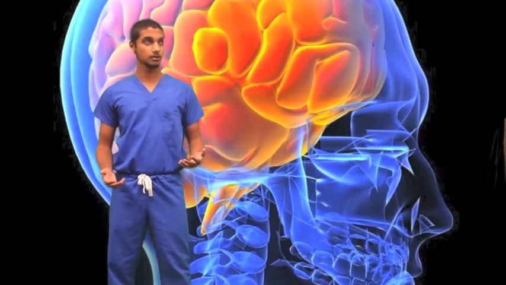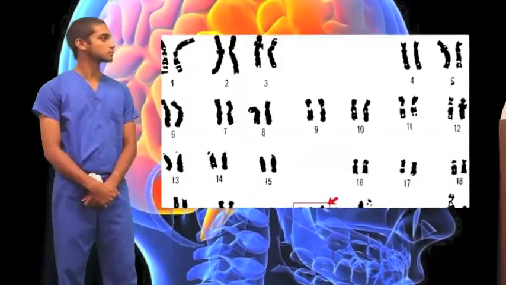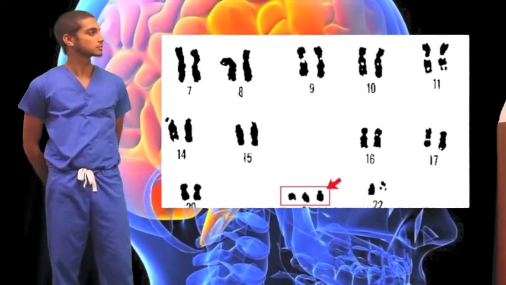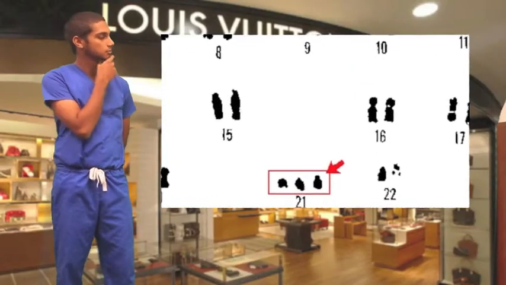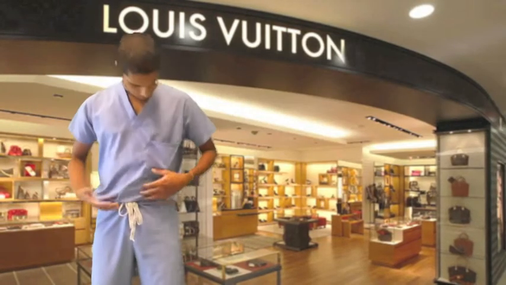Clap your hands again. We're now going to see a karyotype of someone with Down syndrome. As you can see, this karyotype is largely the same, with one key difference, however. When looking at chromosome pair 21, we see there are 3, not 2 chromosomes. This 3-chromosome set is what causes Down syndrome.